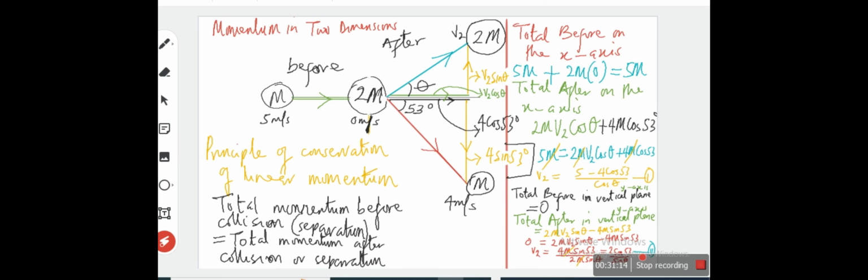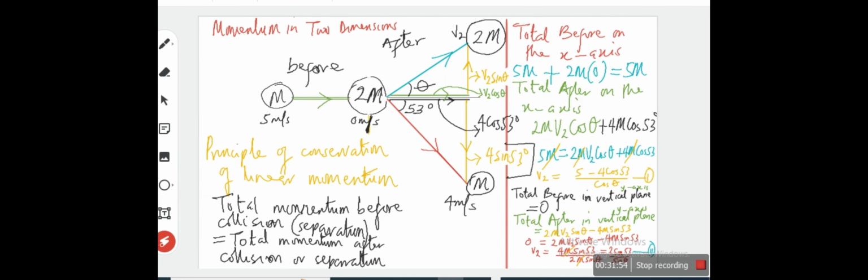This is basically what you do. Just resolve into components, vertical and horizontal. Apply the principle of momentum. Total before on the x-axis is equal to total after on the x-axis. Equate to get an equation. Do the same thing for the y-axis, or vertical plane: total before on the y-axis is equal to total after on the y-axis. Remember, the one going up we have a positive, the one going down we have a negative. Get another equation. Just solve the simultaneous equations, whichever method you know.